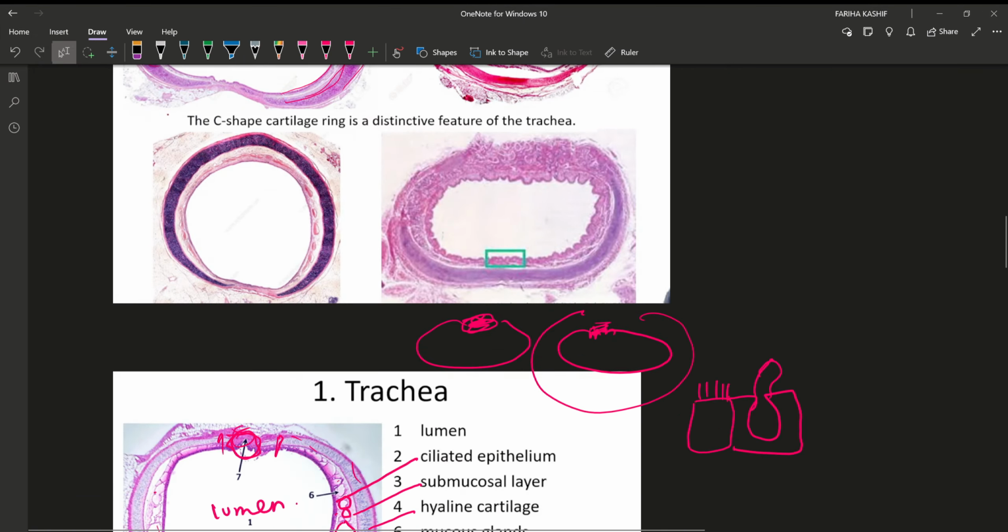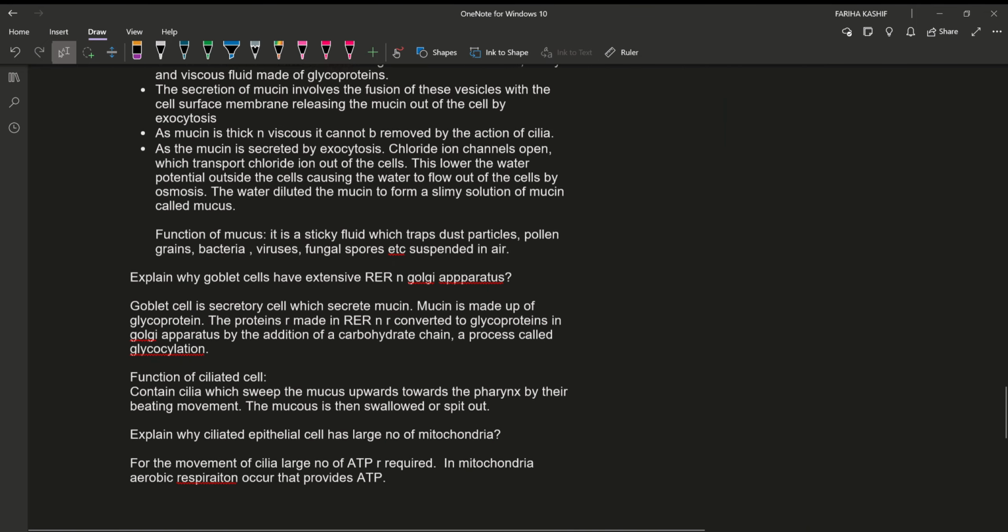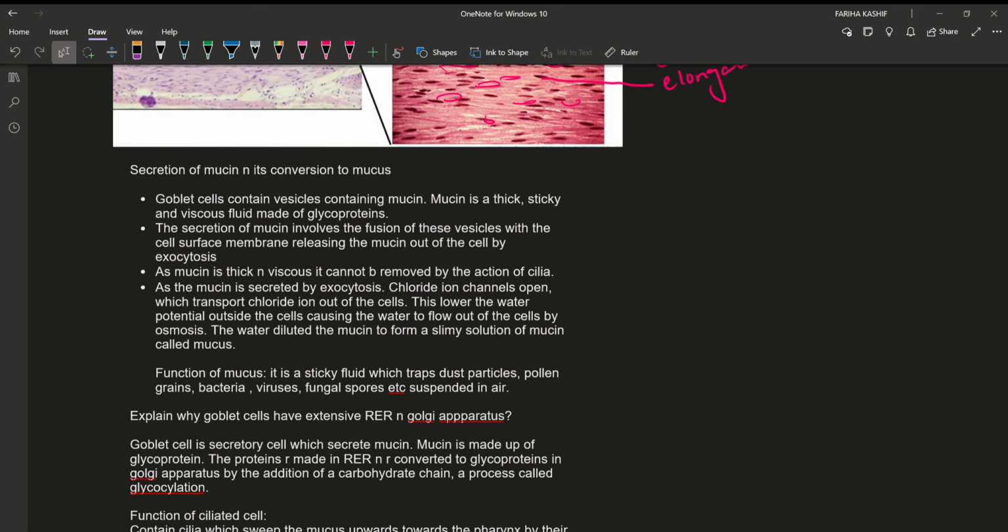Okay, secretion of mucus. Now, how does the secretion of mucus happen? The goblet cells which are present in the trachea, these goblet cells or mucus glands, this mucous layer contains what? Mucus glands or goblet cells. They secrete mucus. We know about it. Now how is the mucus produced?